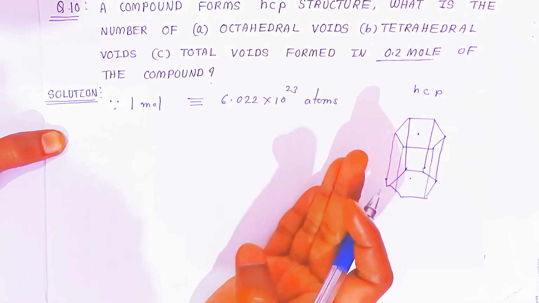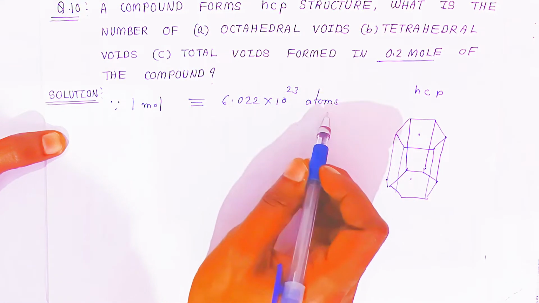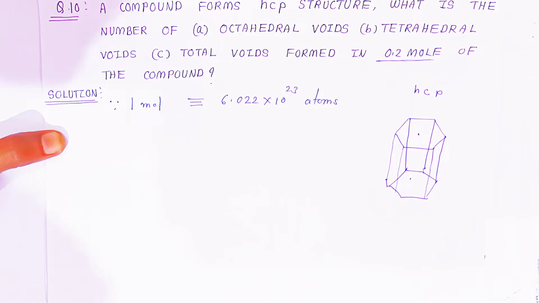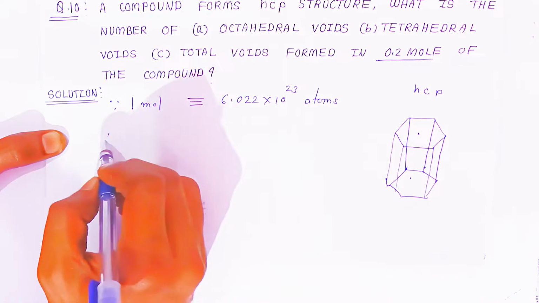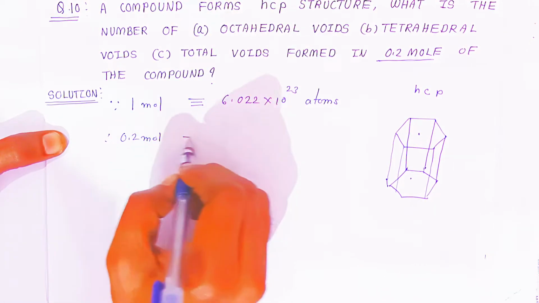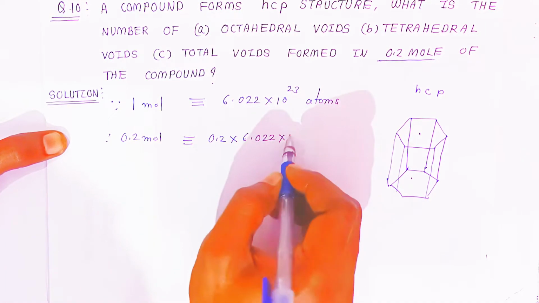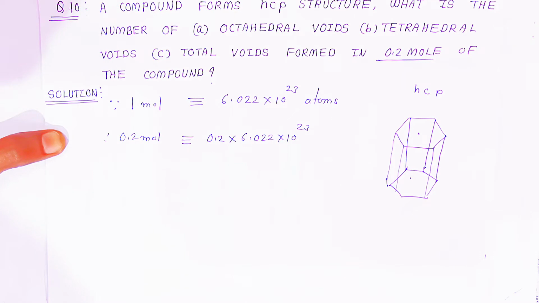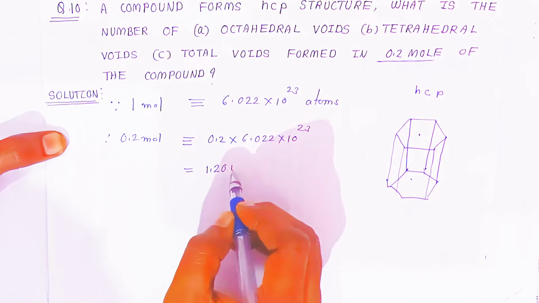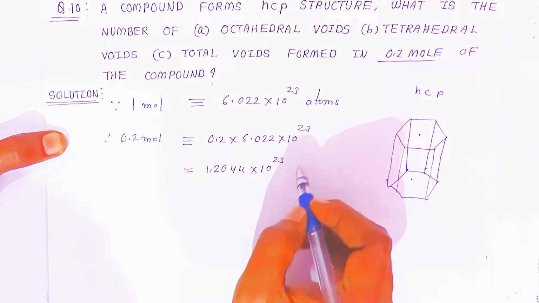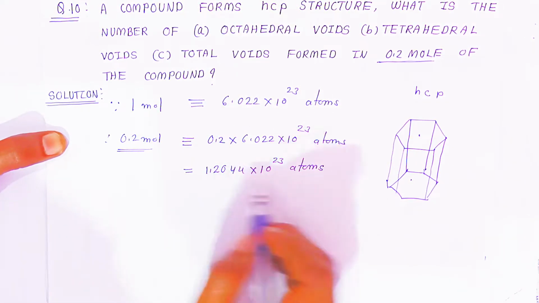Understanding, students? That is equal to what? Avogadro number. So 1 mole is nothing but 6.022 × 10^23 atoms. Now, students, they are asking 0.2 mole. So 1 mole corresponds to this, then 0.2 mole corresponds to how much, students? You have to multiply 0.2 by 6.022 × 10^23. So how much are you getting, students? 6 twos are 12. So 1.2044 × 10^23 atoms. So 0.2 mole has this much amount of atoms.